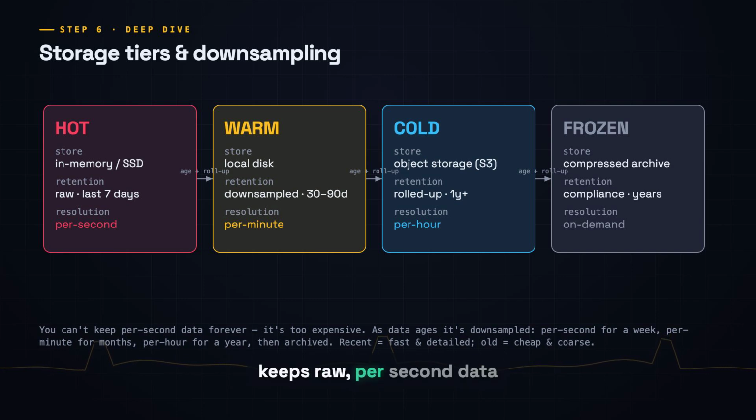The hot tier keeps raw, per second data in fast memory or SSD, but only for the last few days. As data ages, we downsample it. The warm tier keeps per minute averages for a few months. The cold tier rolls that up to per hour and parks it in cheap object storage like S3 for a year or more. And a frozen tier archives it for compliance. Recent data stays fast and detailed. Old data becomes cheap and coarse. That balance is what makes the economics work.